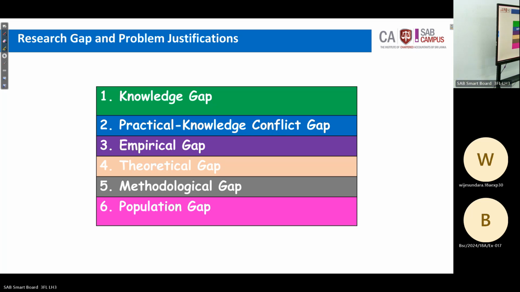Okay. The next one. Empirical gap. Empirical gap. What do you mean by empirical?